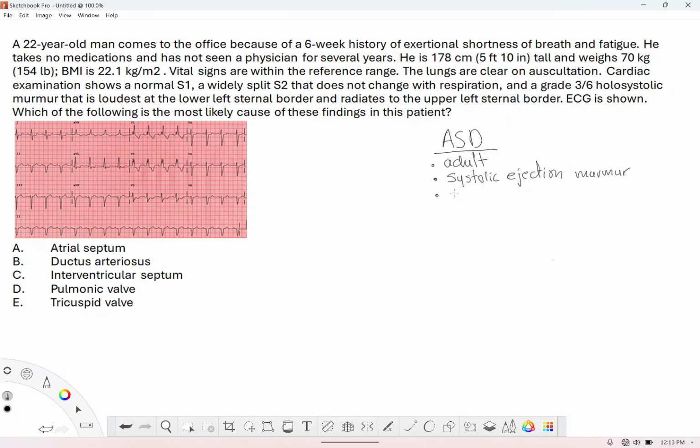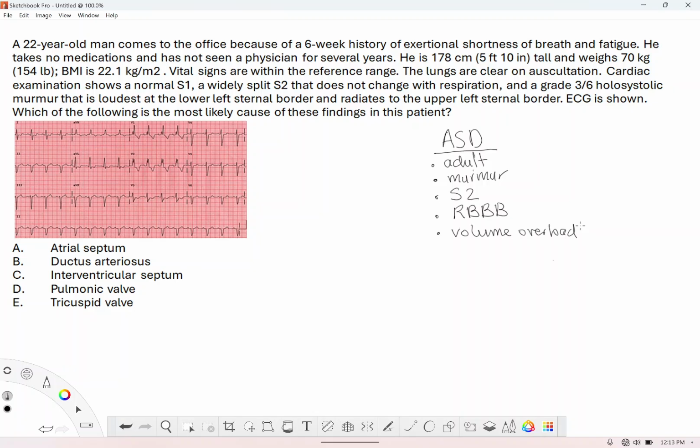Additionally, I'm looking for S2. You know what? I'm going to erase this just to tell you then what. So number one, I'm looking for symptoms in an adult, and then I'm looking for a murmur, and then I'll be looking for an abnormal S2. Okay, so that's 1, 2, and 3. Sorry, 4. I'm looking for right bundle branch block, and number 5, I'll be looking for volume overload, or signs of volume overload. Let's see if we have these things.